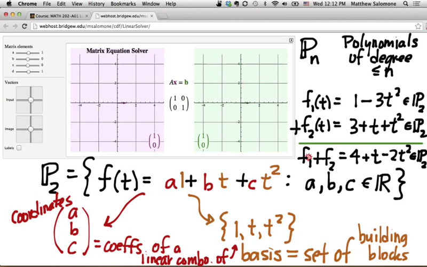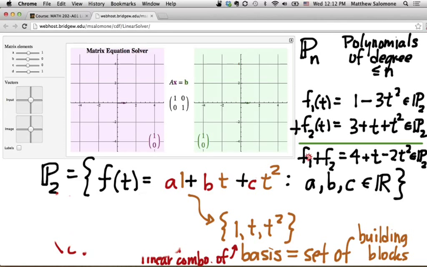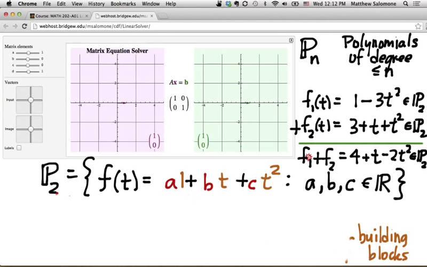And then again, crucially, whenever I add two polynomials whose maximum degree is 2 to one another, the result is also a polynomial whose maximum degree is 2. In other words, this set is closed under the addition that we just described. When I add two quadratic or lower polynomials together, I get a sum which is also quadratic or lower. So that helps us to see why this set is closed under addition. And it's also closed under scalar multiplication, because what would I get, for example, by multiplying f1 by negative 4?